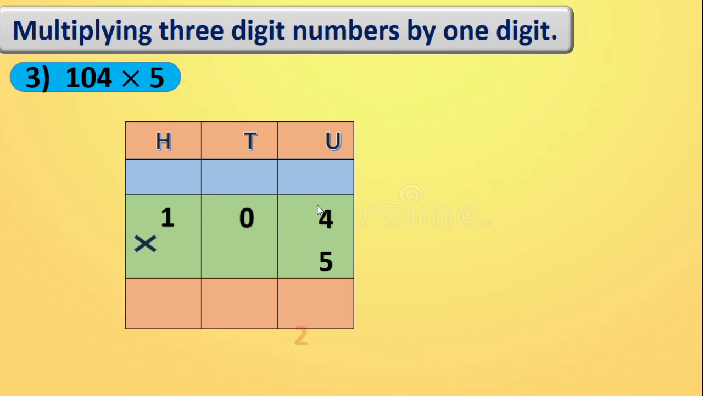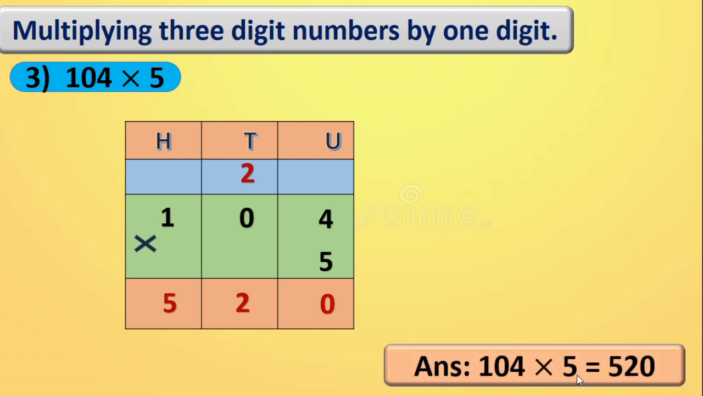5 fours are 20. Correct? We will write here 20 and 2 is carried over to the tens place, that you know. Right? Now 5 multiplied by 0. 5 zeros are how much? 0. Very good. 5 zeros are 0 plus 2. Here we have to add this 2. Correct? So 0 plus 2 is nothing but 2. Now 5 ones are 5. Correct? Here we got the answer. See here 104 multiplied by 5 is nothing but 520. Okay?